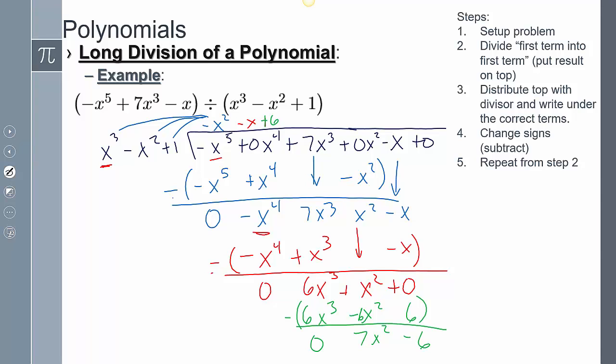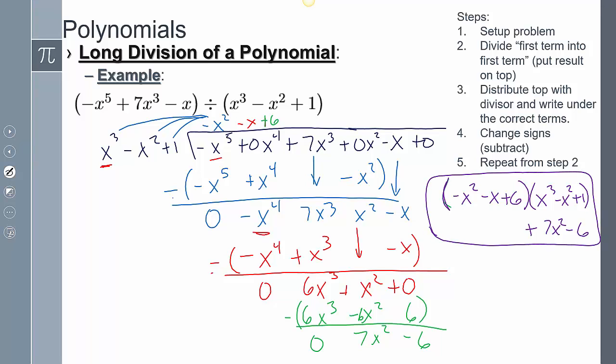So now writing out my answer, I'll change the color again, let's do purple. I'm going to get negative x squared minus x plus 6 times x cubed minus x squared plus 1, and then I have my remainder, so I'm going to say plus my remainder, which is 7x squared minus 6. I didn't have enough room to fit it, so that's why I wrote it there on the bottom. But that's going to be my answer there.